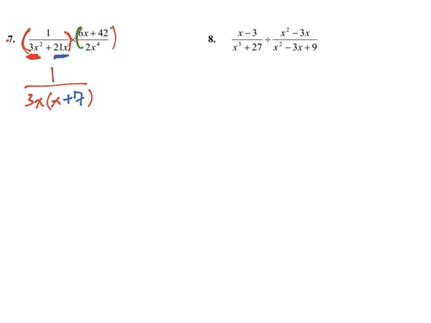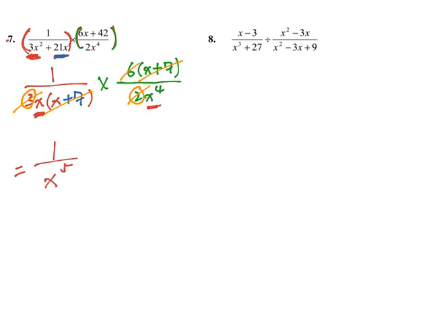Next, the second term. For the denominator, no need to change because we can't factorize. But for the numerator, 6 and 42, so we can take out 6. 42 divided by 6 is 7. Then we can simplify. So x plus 7, same, right? And 3 times 2 is 6. So that means we can cancel the numbers. Finally, don't forget this and this. So x times x to the power 4, so x to the power 5.